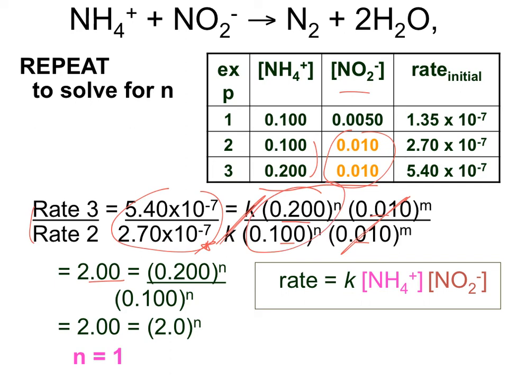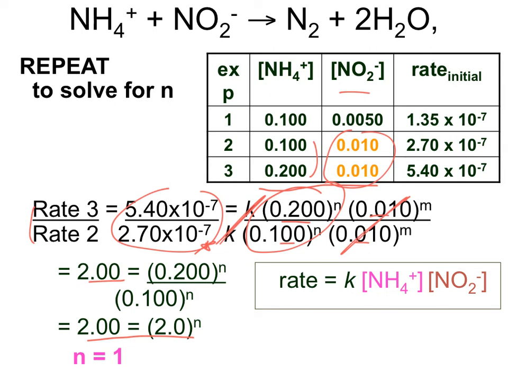We divide those into each other, and that gives us our situation here. Now 2 is equal to 2.0 to the nth power. So in order for that to be true, our n needs to be equal to 1. We know that our m value that we calculated on our last slide is equal to 1, and we now know that our n value is also equal to 1 based on our method of initial rates that we just carried out.